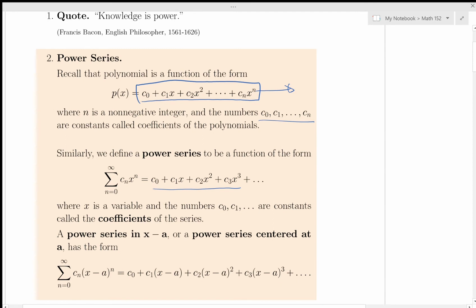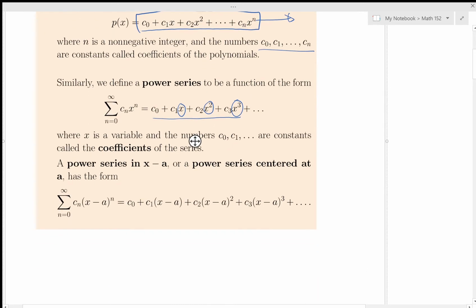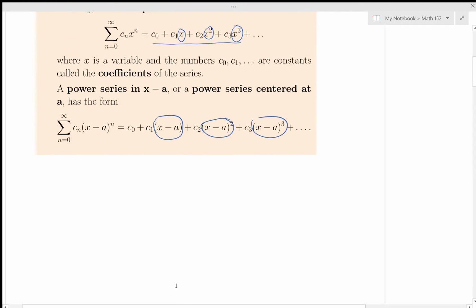Okay, so this is in powers of x. We could also have the power series in powers of x minus a. So here we have x minus a to the 0, x minus a squared, x minus a cubed. So when we do it like that, we say that the power series is centered at a. One's a shifted version of the other.